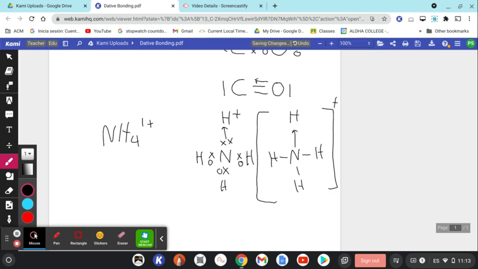So these are the 2 most common examples of dative bonding: carbon monoxide and the ammonium ion.